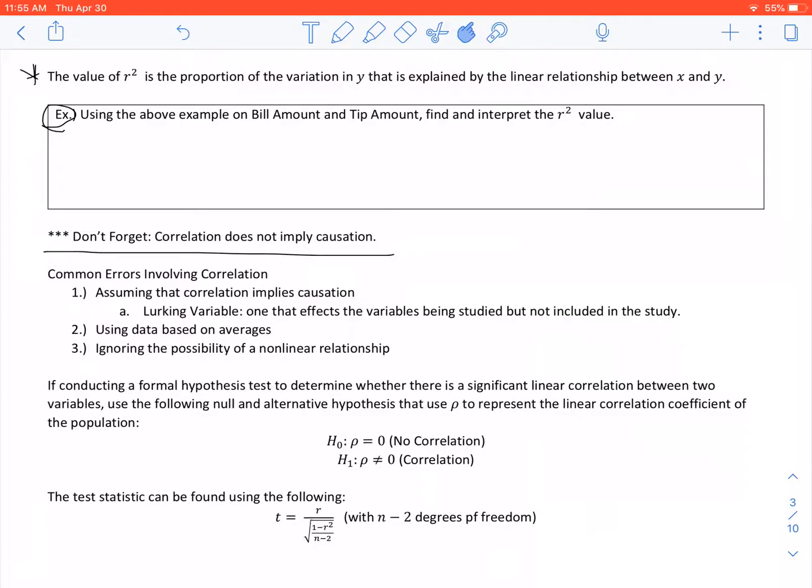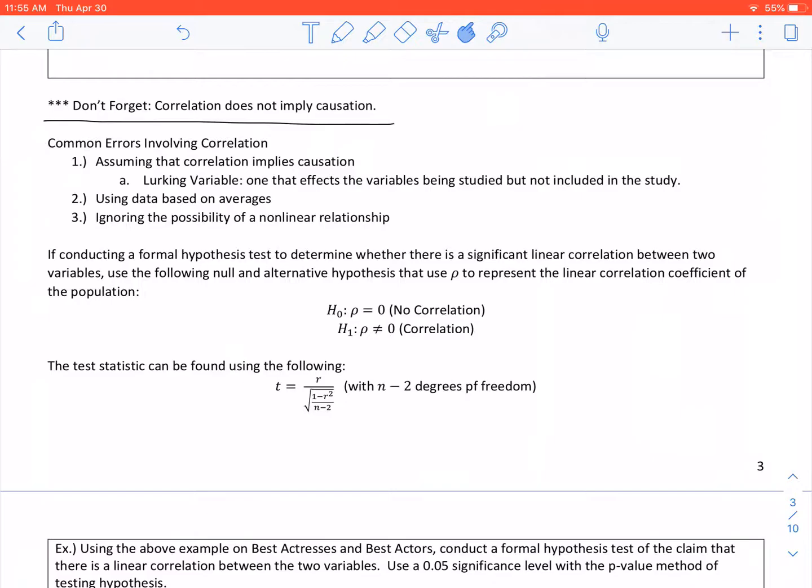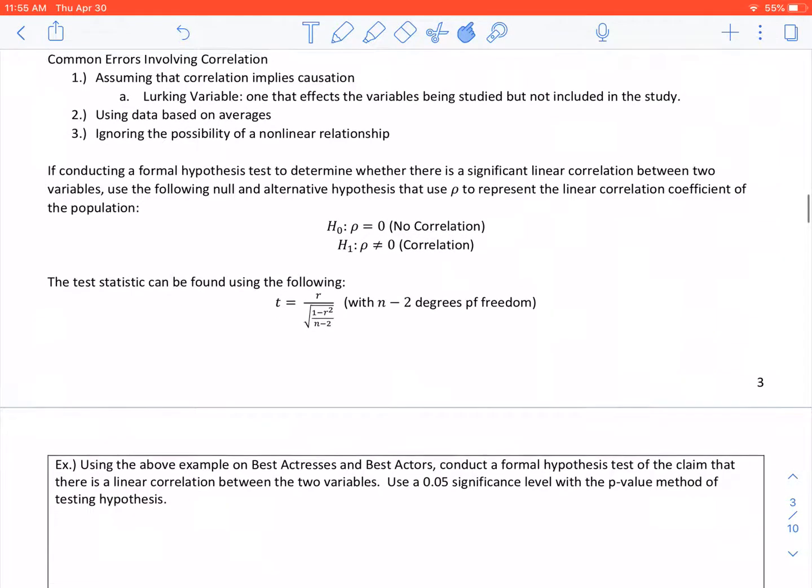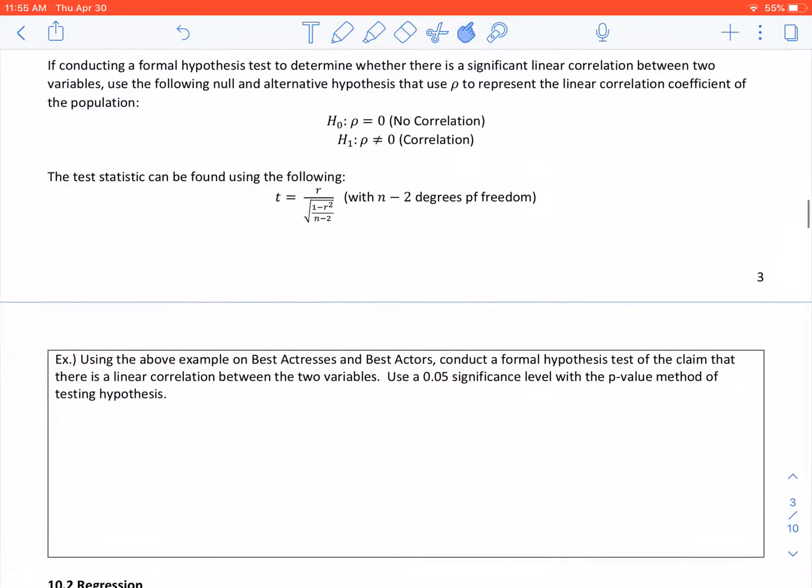So do not forget, correlation does not imply causation. There are some common errors for you guys to also look at. And then we get into the actual formal hypothesis testing. So this is a formal hypothesis test to determine whether there is a significant linear correlation between the two variables. Use the following null and alternative hypotheses. So this is something that you definitely need to know.